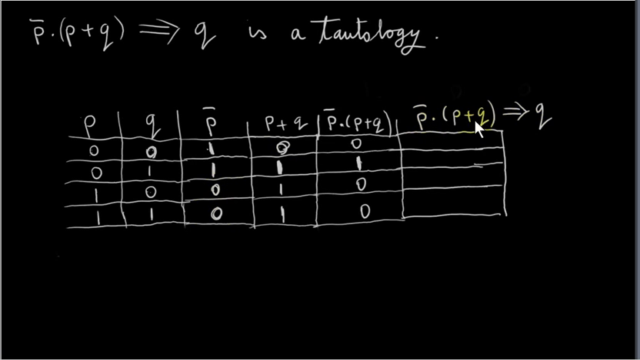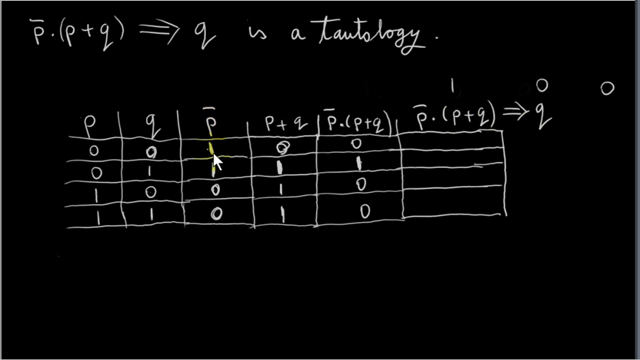Now at last we can get the column of values for our statement that we're trying to show is a tautology. So hopefully we'll get all ones here. So p bar dot p plus q implies q is false only when the left hand side, that is all of this here, is true, and the right hand side, that is q, is false. So if this is 1 and if q is 0, then this statement yields 0. So we have the 1, 0, 0 situation that I explained about earlier.